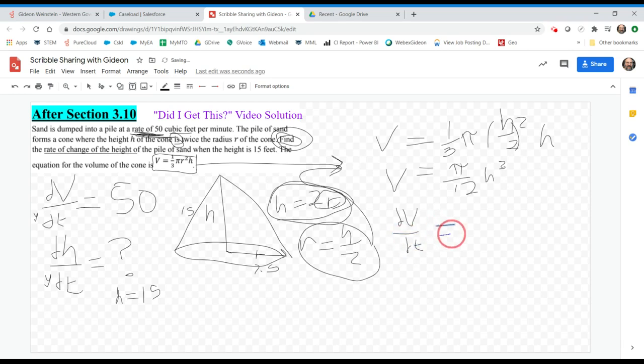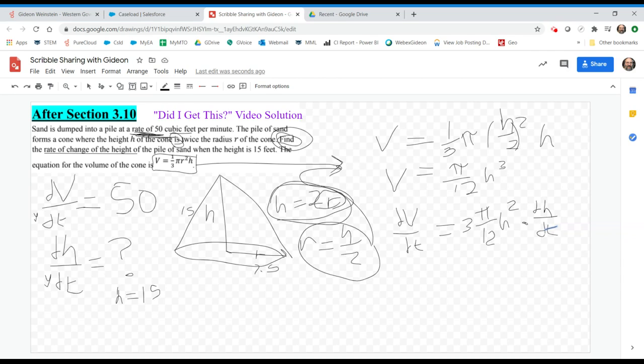For the other side, you need to invoke the power rule. So it would be 3 times pi over 12. And then, of course, we reduce the power by 1, but h is a function of time. So you have to do the chain rule. You have to multiply by dh/dt at the end. That's the thing that most people forget. That's where people get jammed up. They forget h and V are both functions of time.